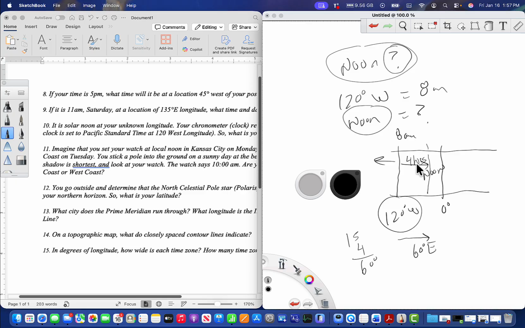All right, we can put this now on our map. This is 0. This is 120. If we go back 60 degrees this way, 120 minus 60 puts us at 60 degrees west. So the answer to this question is the unknown location is at 60 degrees west longitude. Okay, so you got the answer.